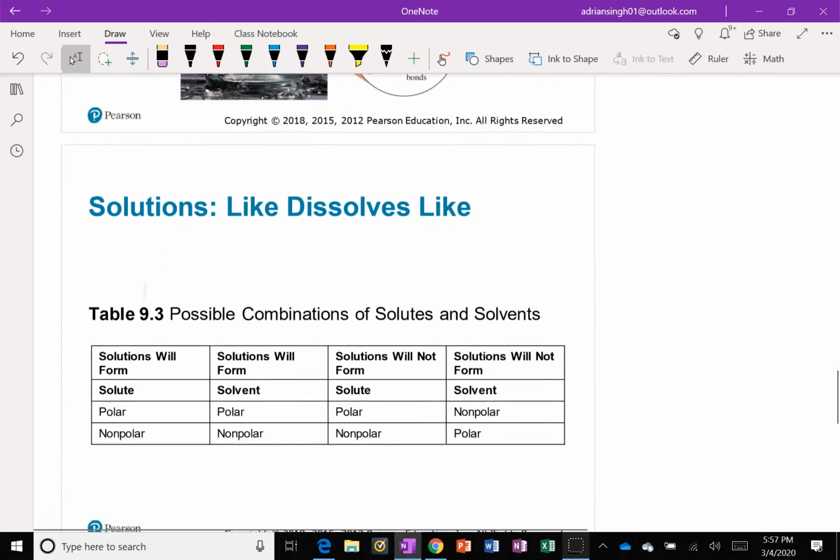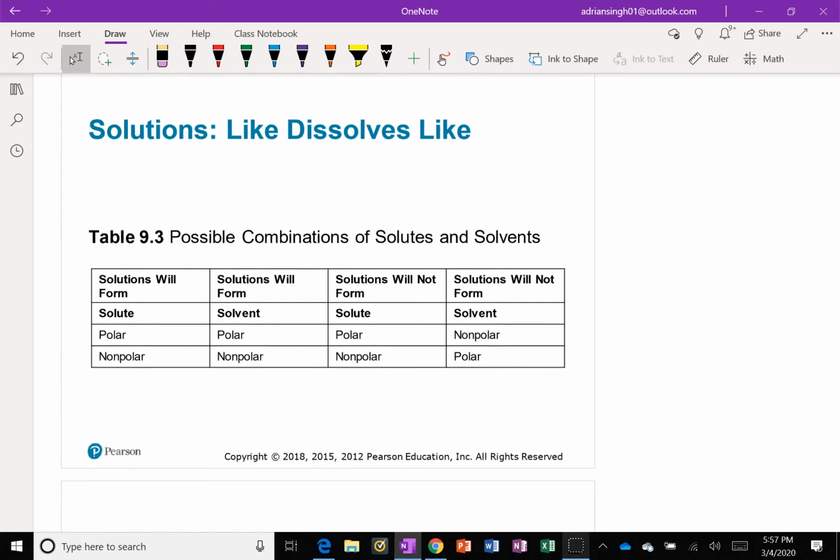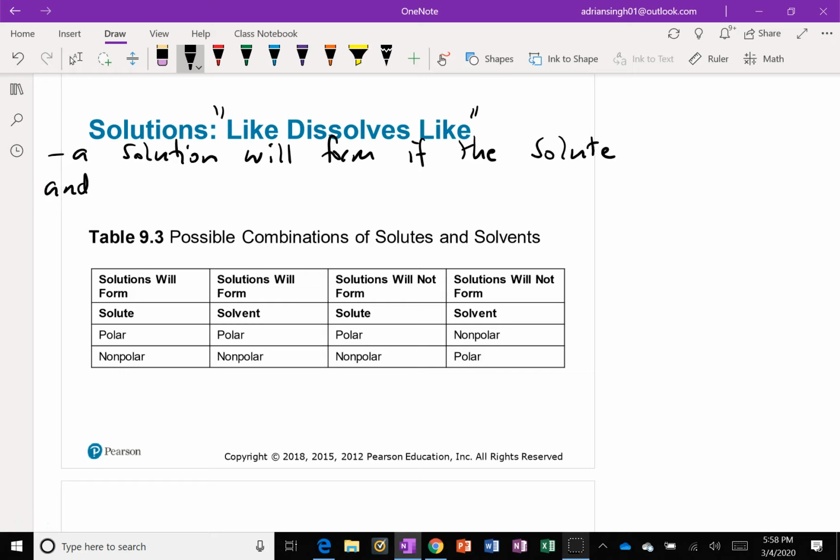And we can come up with a simple rule that helps us decide whether solutions will form in the first place. All right, and the rule goes like this. It's really, really simple, but how we interpret it is the more important thing. It says, like dissolves like. And all that means is that a solution will form if the solute and the solvent have similar polarities.